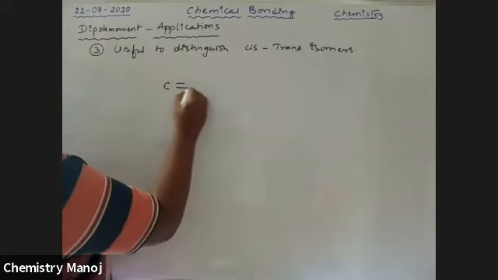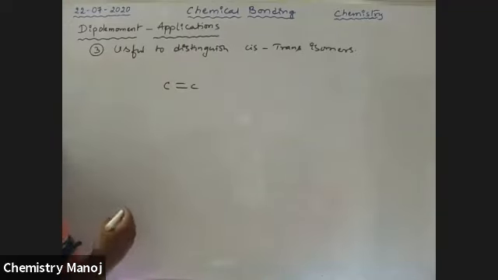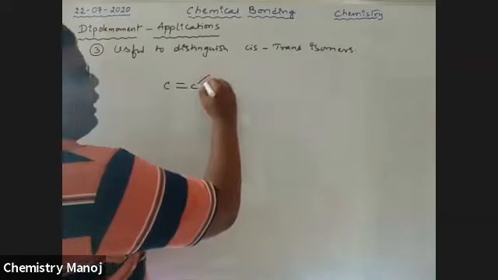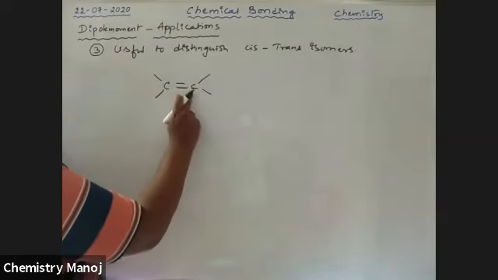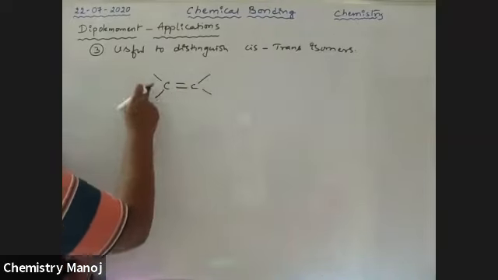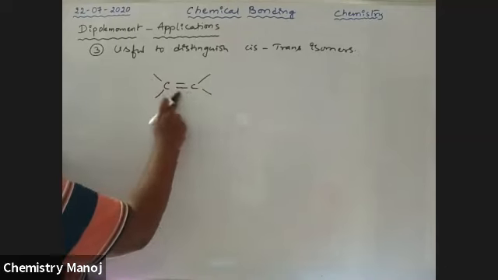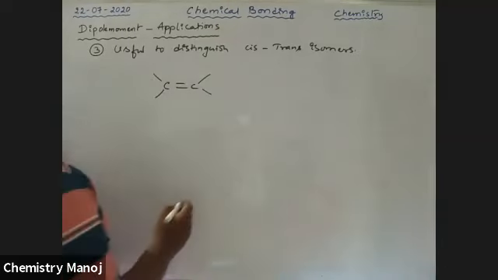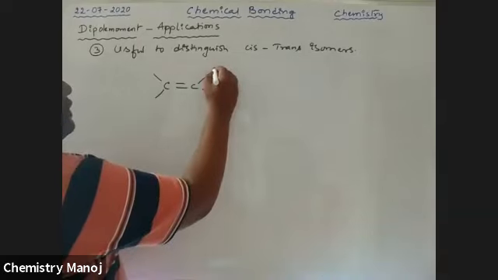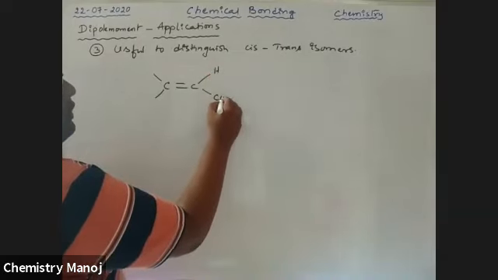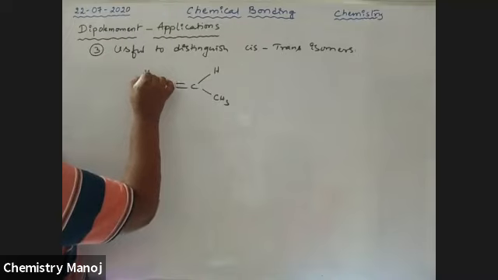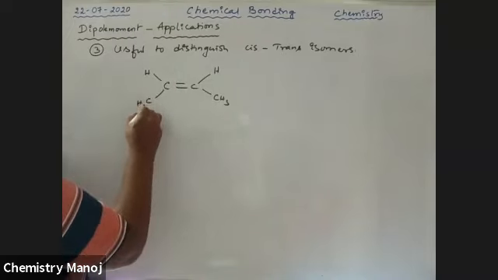So there is a C double bond C. So carbon has 4 bonds. These are the 4 bonds. That means this carbon has 2 valences free. This carbon also has 2 valences free. 2 is satisfied with double bonds. So now this is satisfied with hydrogen. This is satisfied with methyl group. This is satisfied with hydrogen. This is satisfied with methyl group.